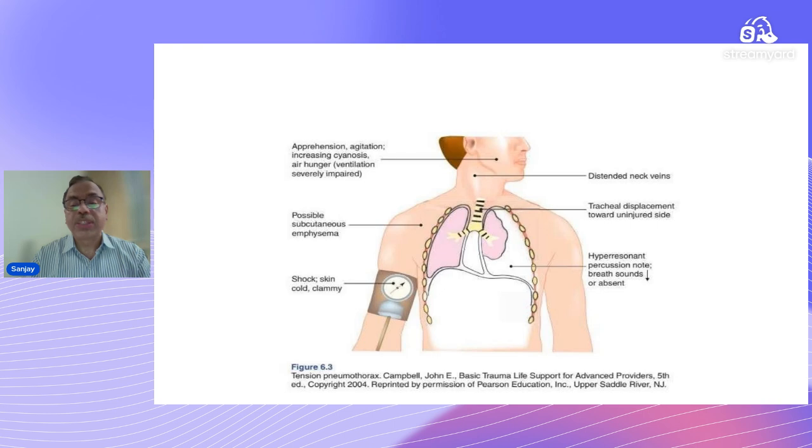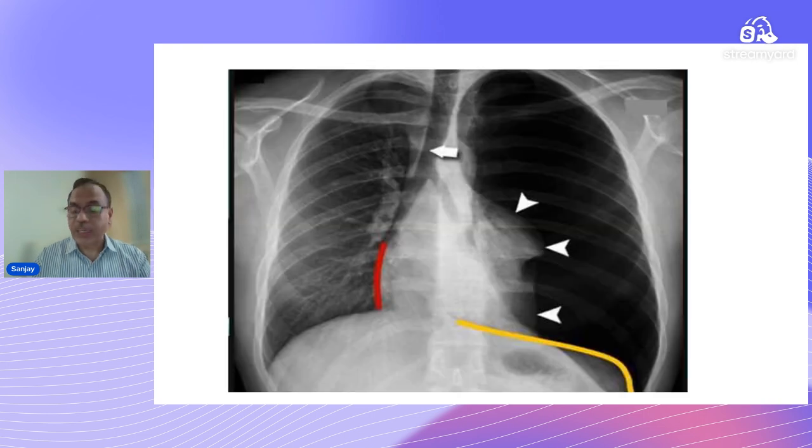So, the classical triad of a tension pneumothorax would be increasing dyspnea and tachypnea, distended neck veins, hyperresonant percussion note, and absent breath sounds. These are the classical features of tension pneumothorax, against a background of trauma, intrathoracic trauma, which may be a blunt trauma or more commonly a penetrating trauma.